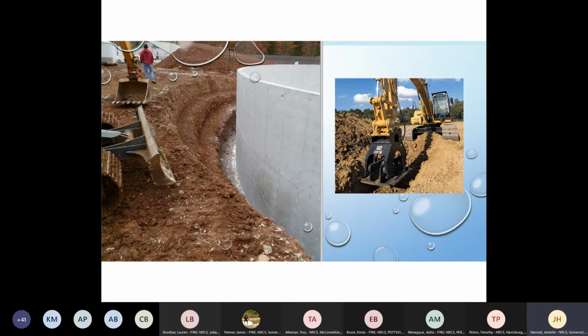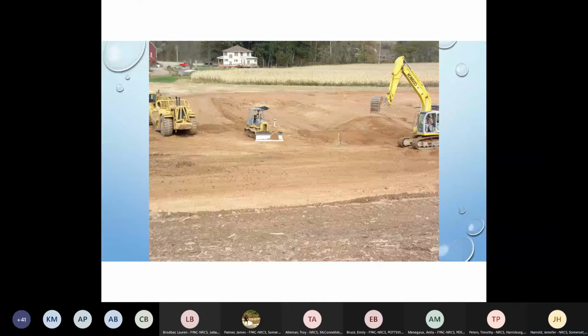There's a plate compactor on the excavator here on the right, just a nice tool to use to backfill against storages. We don't want to have a lot of weight against the wall to crack it or have any issues. So you see this a lot on the site as they compact around a tank.